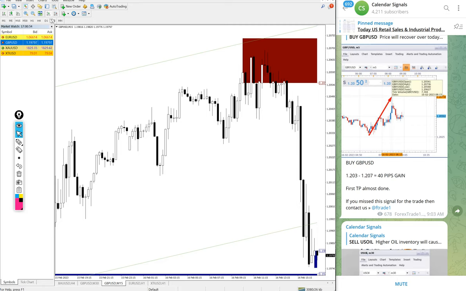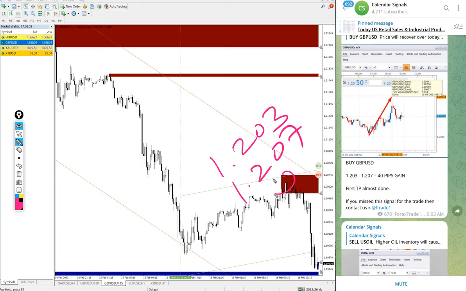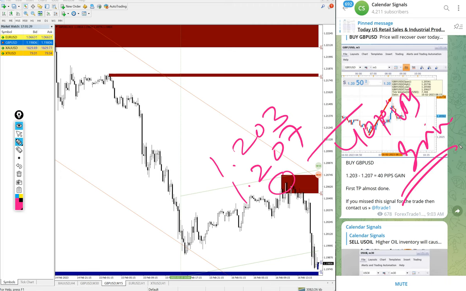Then GBPUSD, today we gave a GBPUSD buy. After it made the gain, then it fell down, a gain of 40 pips, and after that it fell down. So as of now, 40 pips gain on the GBPUSD buy signal, entry at 1.203 till a high traded of 1.207. Before it fell, the high traded was 1.207, so 40 pips gain.